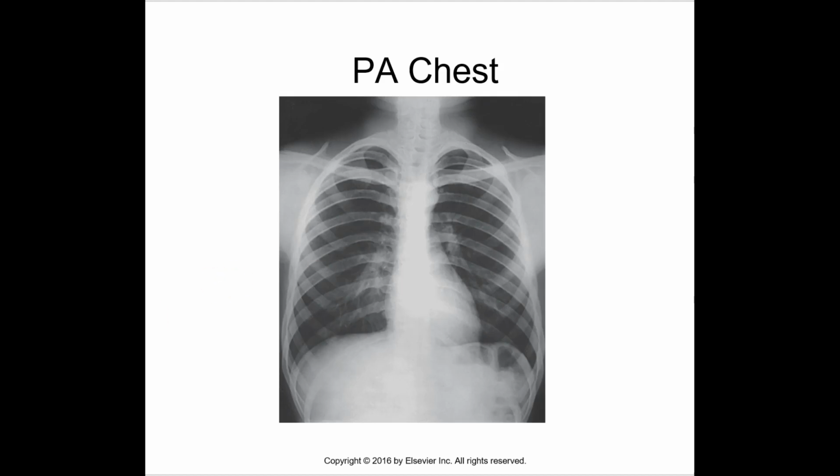And there's your PA chest. The only thing I would criticize about this is there's a lot of neck showing. You don't need that much. It only should be about 1.5 inches, 2 inches above the top of the shoulders there. So you could probably collimate.